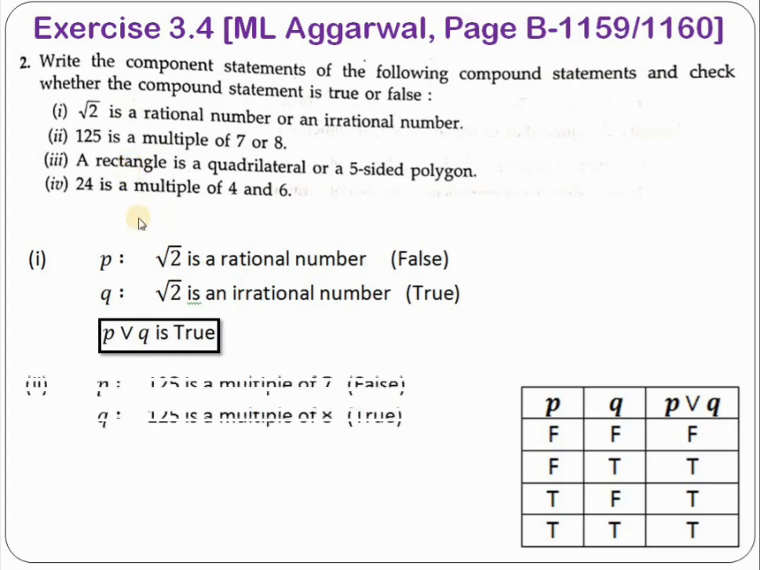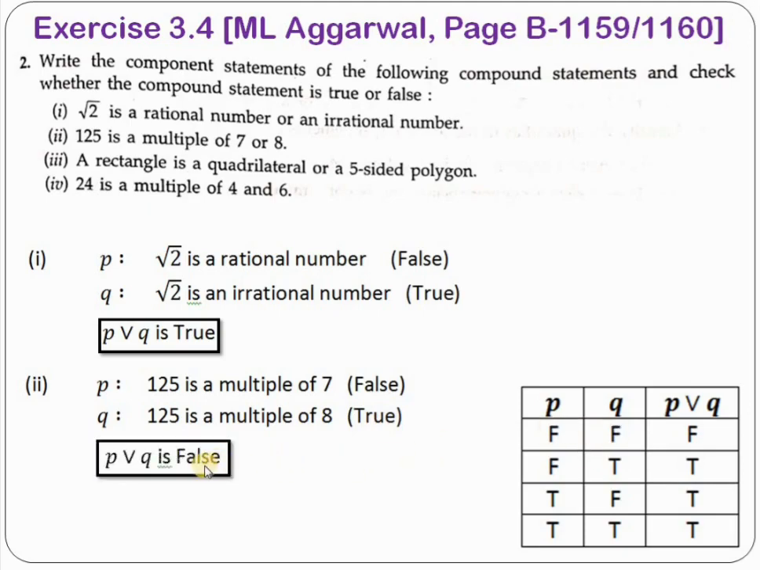Okay, so let me take number 2. 125 is a multiple of 7, or 125 is a multiple of 8, right? Okay, so here both are actually false, right? So this is also false, please remember this. So when both are false, then my answer will be false. Okay, so please make a correction here. This is not true, this is false.